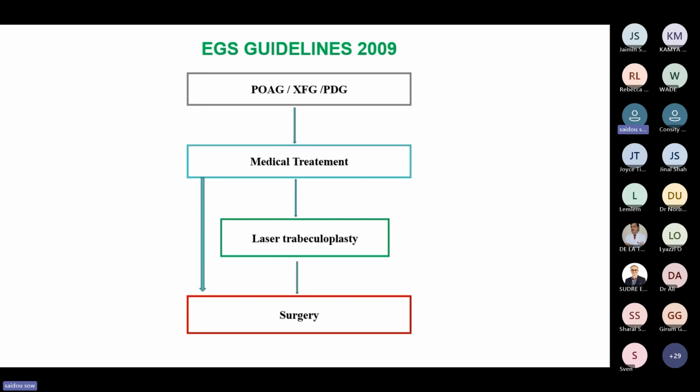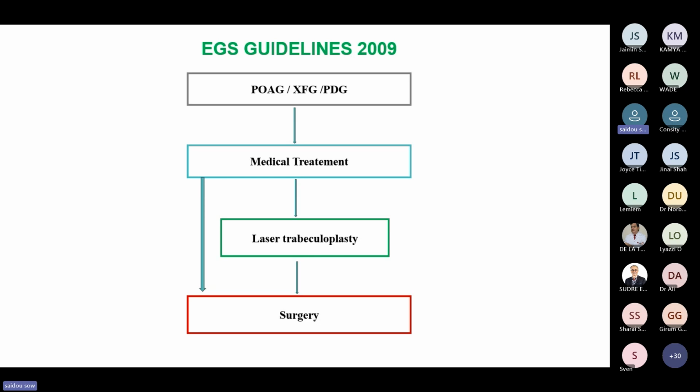Here, there are some old recommendations from 2009, and at that time it was said that for primary open-angle glaucoma, pseudoexfoliative and pigmentary glaucoma, treatment is medical first. And in the event of progression, we propose surgery. We saw that here the laser trabeculoplasty was just optional.